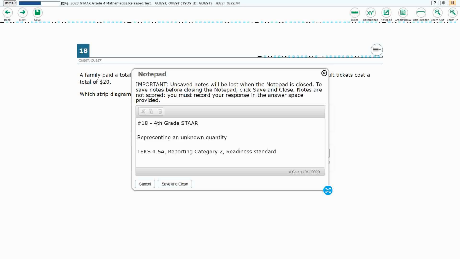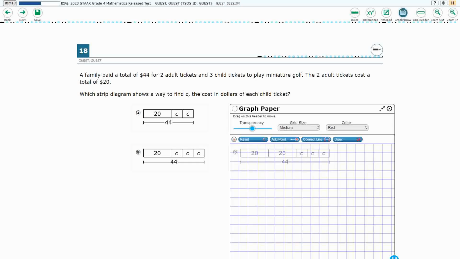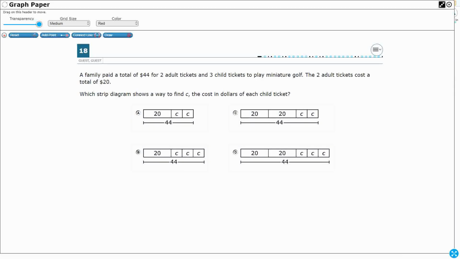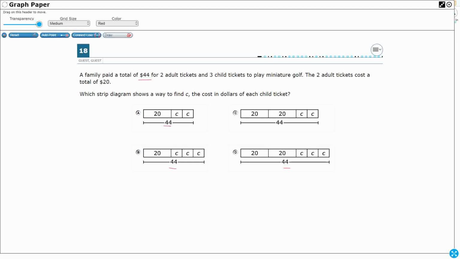This is Readiness Standard 4.5a in reporting category 2. So we have a family paying a total of $44. We got some adult tickets, kids tickets, and the adult tickets cost a total of $20. All right, so we need to figure out how we can best represent this. And first, let's see if we can get rid of any of these because they have the wrong total. We see our strip diagrams. We see our totals here down at the bottom, and they each say 44. Okay, so we can't get rid of that.